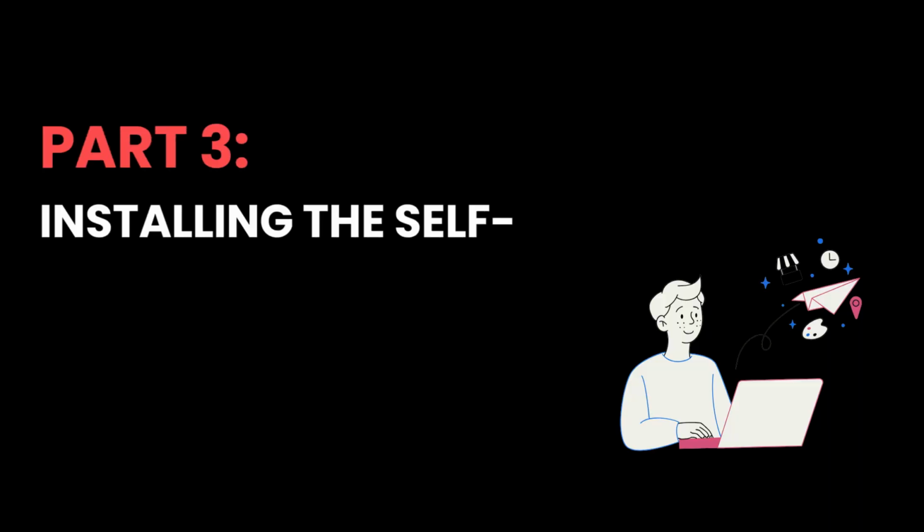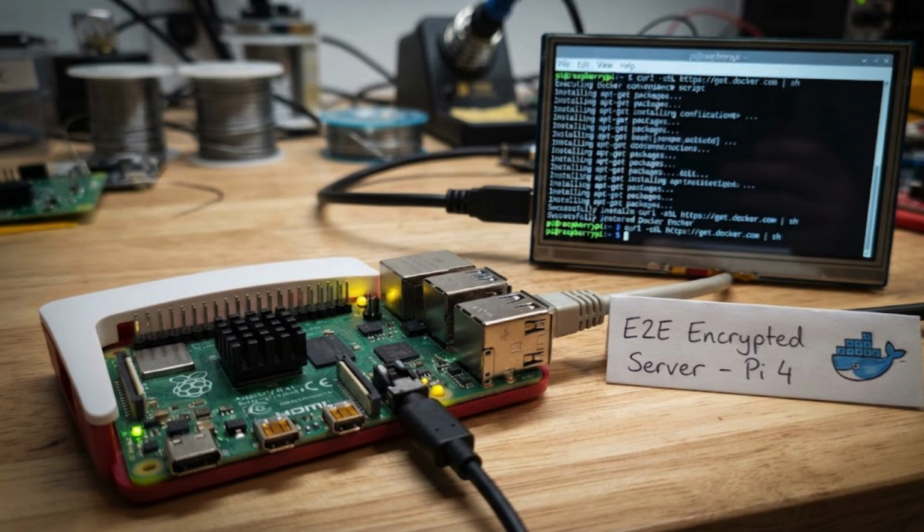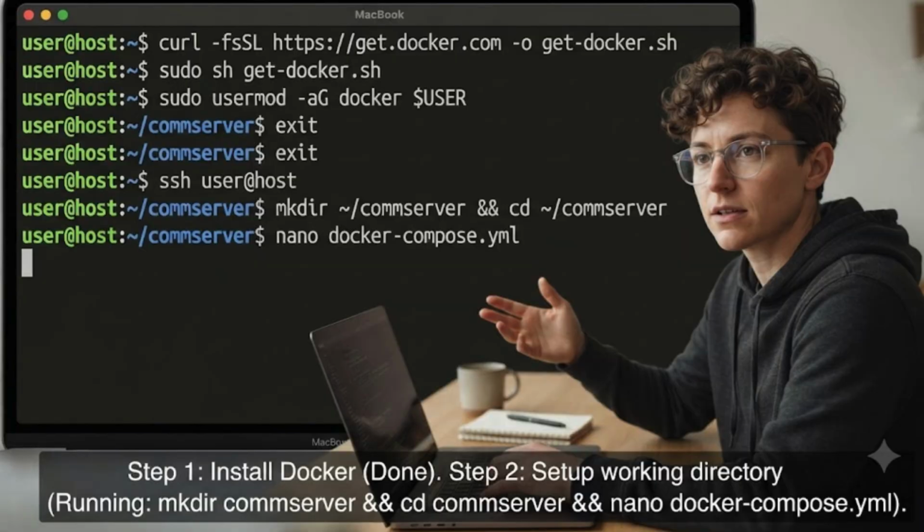Part 3. Installing the self-hosted comm server. For the messaging server itself, we're using a lightweight self-hosted stack. This keeps things simple enough to run comfortably on a Pi while still giving you real end-to-end encrypted messaging between your own devices. We'll install Docker first, since running the server in a container keeps our Pi's base system clean and makes updates and backups much simpler.